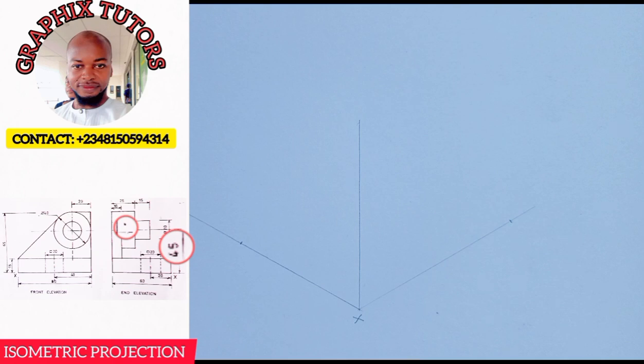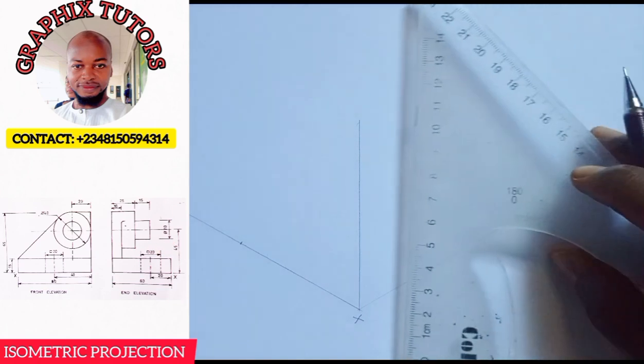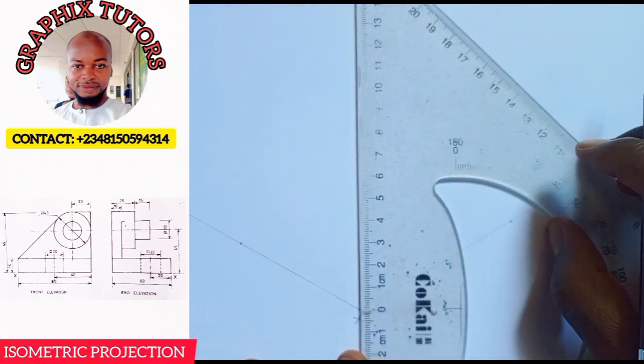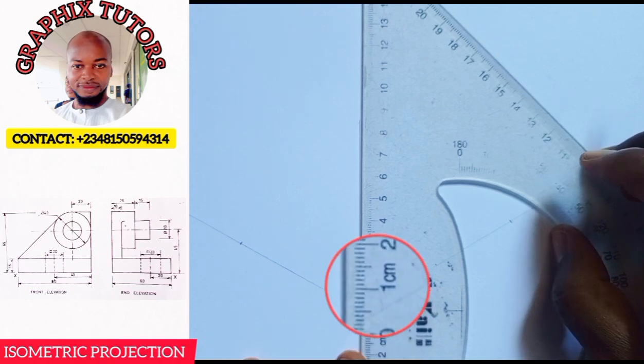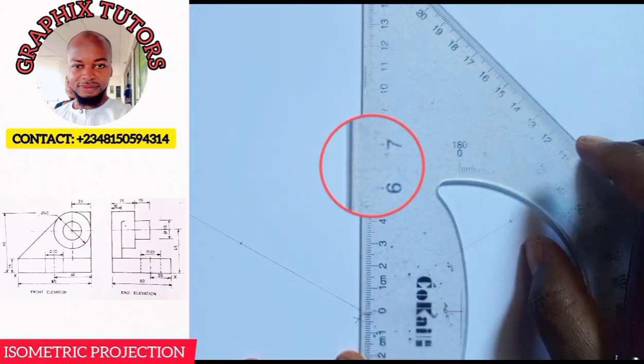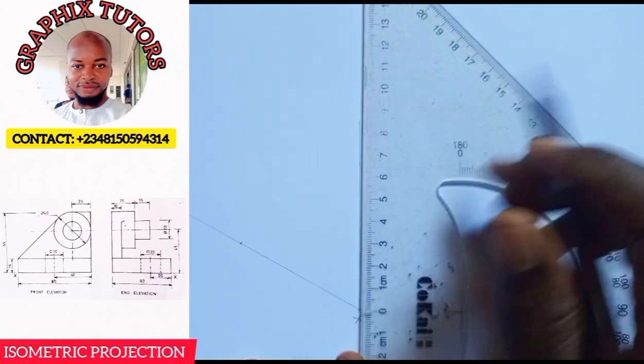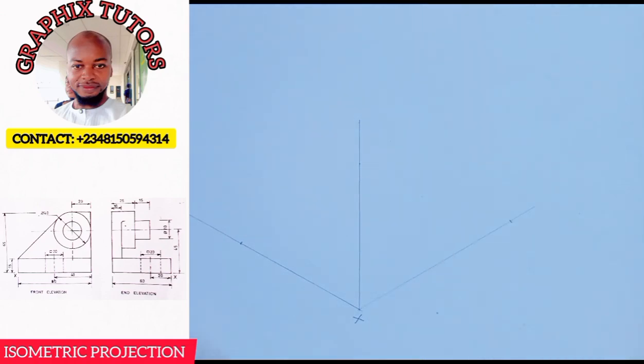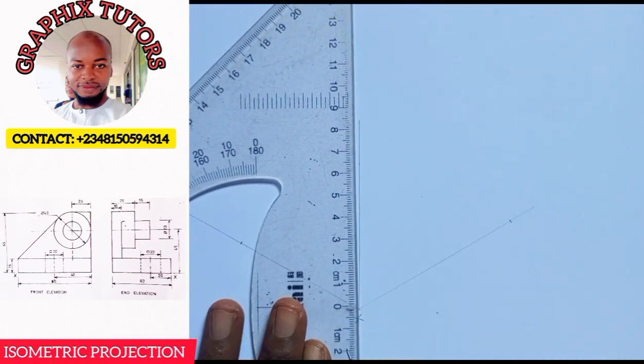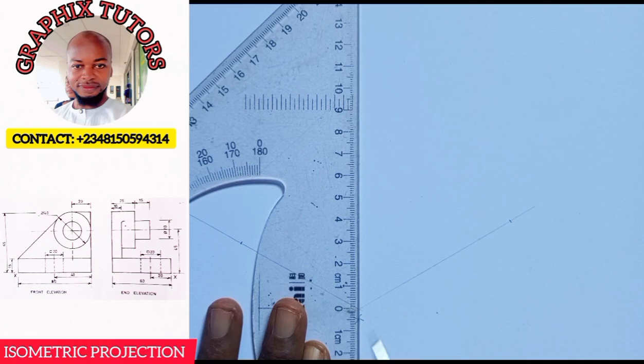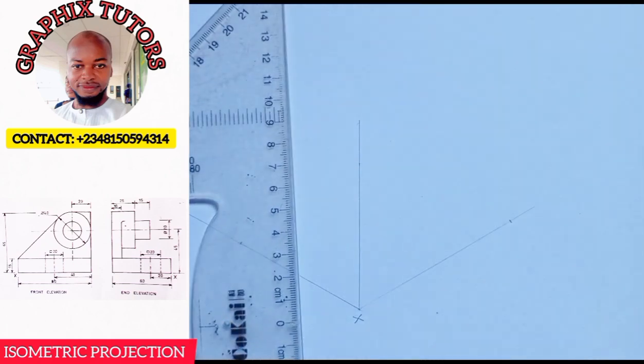Now what is the diameter of the circle? It is given to be 40, meaning that the radius will be 20. So from here to here is 20, meaning that from here to here also is 20, and 20 plus 45 is 65. So I'm going to measure 65 from 0 here to 65 around here. Can you see that? We'll do that again. You see that from 0 here, this is 65. Can you see that?